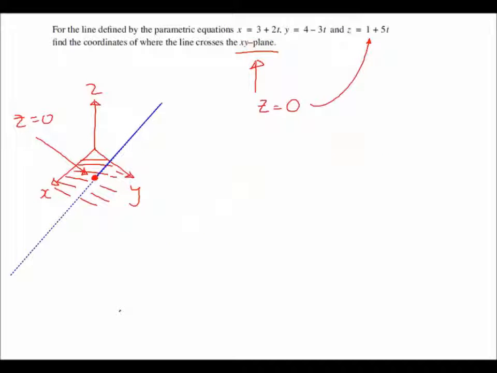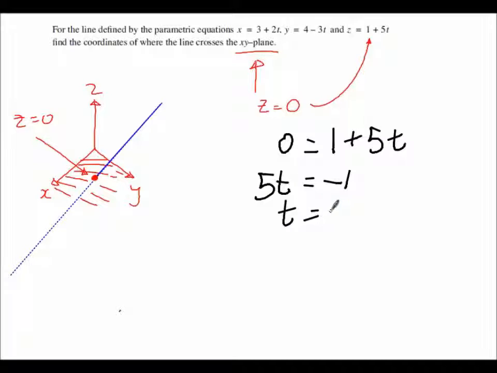Okay, so the Z coordinate is equal to 0. That's what we're going to use here. So 0 is equal to 1 plus 5t, and what we can do now is work out this value of t from that equation. So 5t is going to be equal to minus 1, t is equal to minus 1/5.